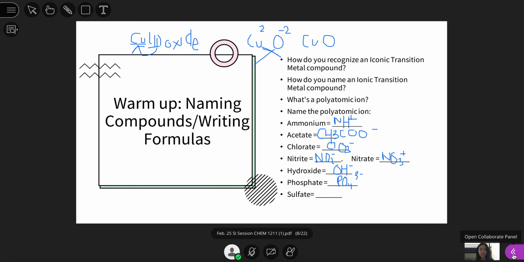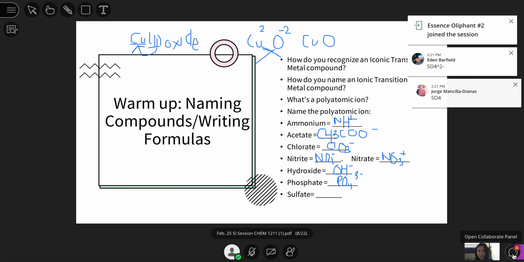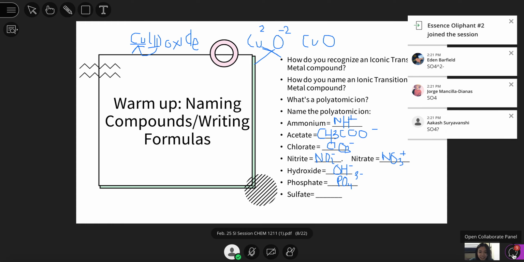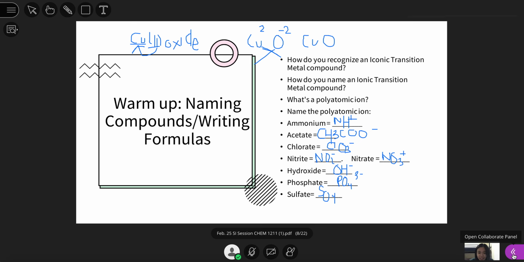Do you know what sulfate is? I'm gonna give you guys time to type it out because I know it's pretty difficult to do it really fast. Yes, SO4, exactly. And then the top one is actually 2-. Chloride. So again, you have to know what it is, the negatives, positives, and all that stuff.